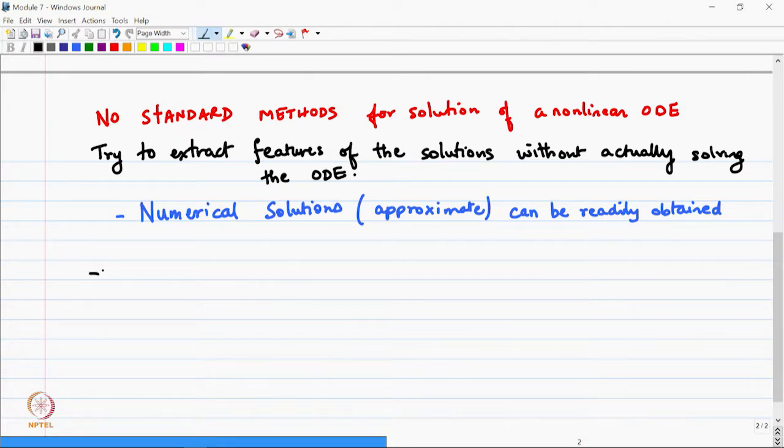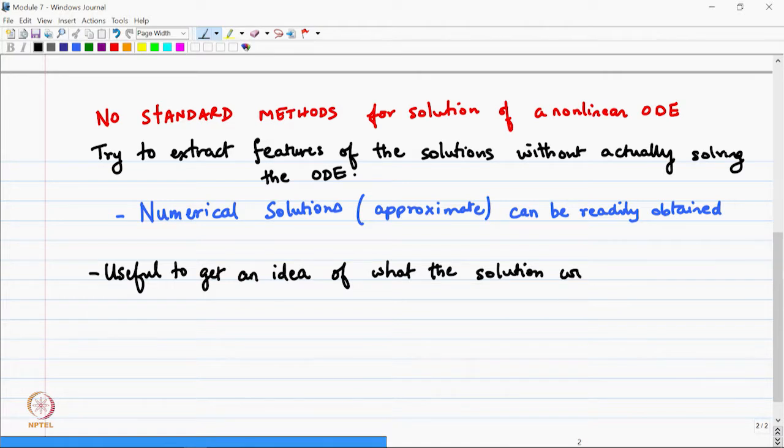This is very useful. For example, it is useful to get an idea of what the solution will look like. Okay. And what we will see is that without explicitly solving, we will try to get a very good sense of what the solution will look like.